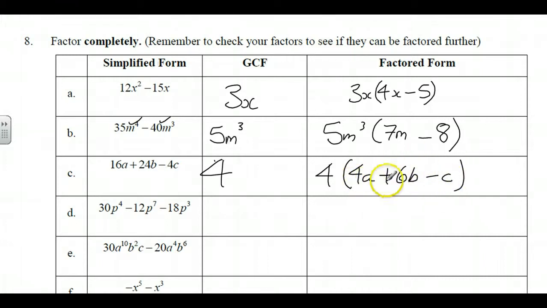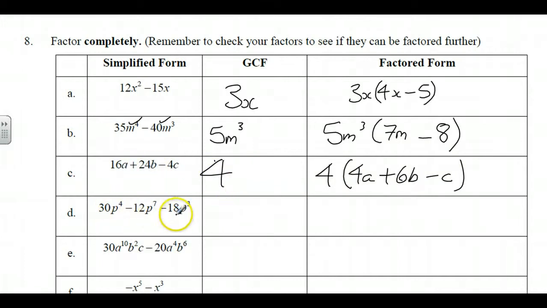Anything common? No, the letters are all different, and we got a 4, a 6, and a 1. If you ever have a 1 in here, then you know you've gone as far as you can, right? There's nothing that will be common. Check it out, 16a plus 24b minus 4c. Yes, yes, yes.